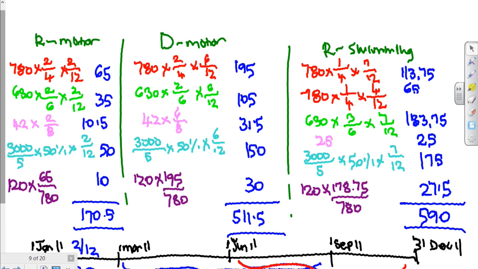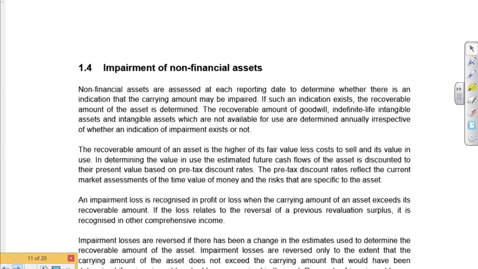And then our last one was consumables, the 120. They said you must use technicians to allocate that one. So I just said 65 was the cost for technicians here out of 780, and I just allocated it like that. Here it was 195 out of 780, and I allocated. And here was those two together, 178.75 out of 780. So then I land up with those three numbers. Yeah, I want to show you how numbers pull through in the solution quickly.